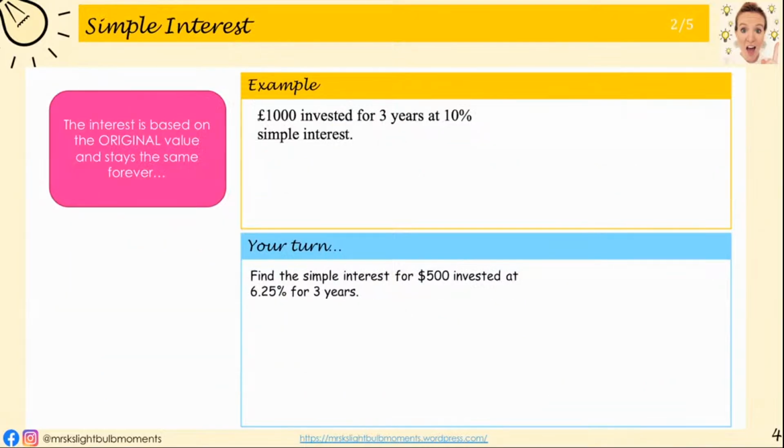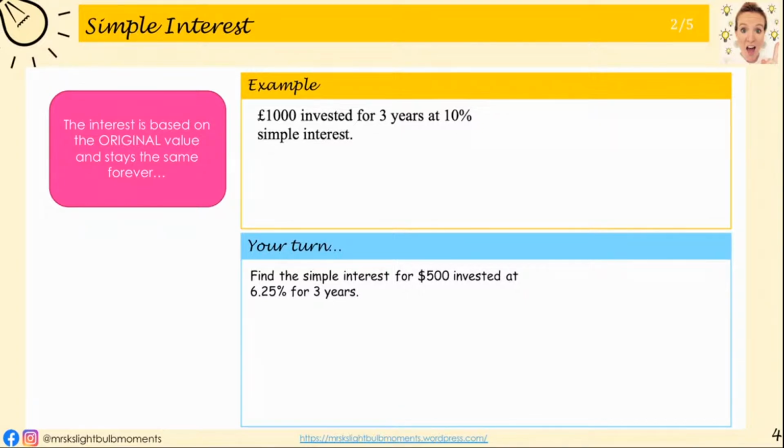So the second part of percentages I'm going to walk you through is simple interest. Now this one, it's such a tiny little topic because we spend a lot of time learning about compound interest, but you have to know the difference, because if a question asks you about simple interest and you use compound interest, you won't get any marks for it. So let's go through an example and then you'll have a practice.